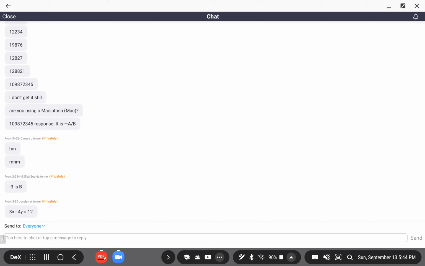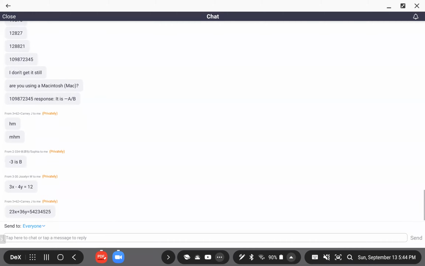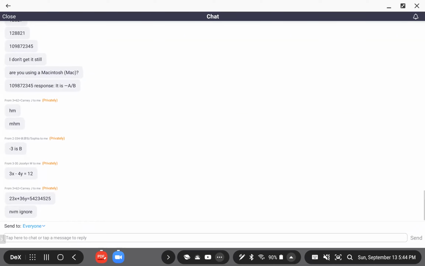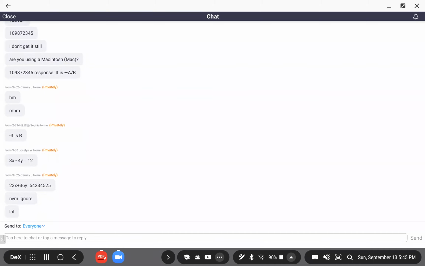Okay, so Jesslyn says 3x minus 4y equals 12. Very good. And Carney says 23x plus 36y equals a very big number that I'm not going to say. I'd probably mess it up, but we'll use Jocelyn's. It's easier to work with, and it'll be easier to understand and explain.